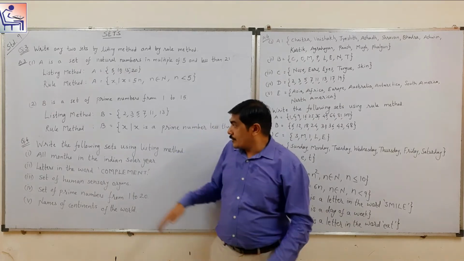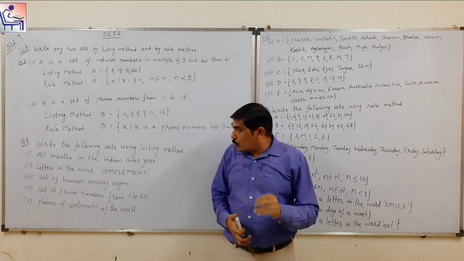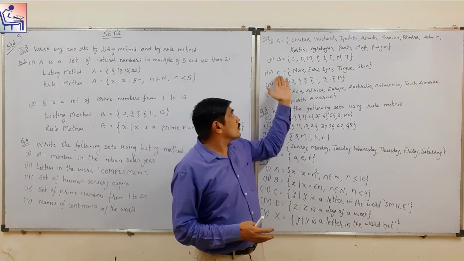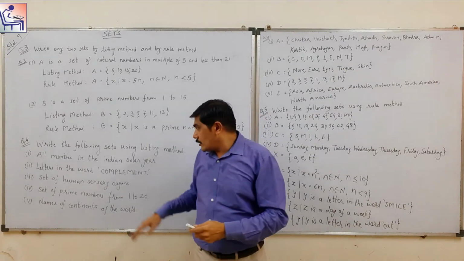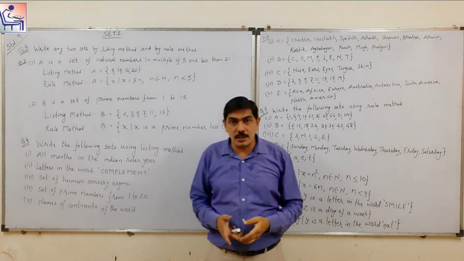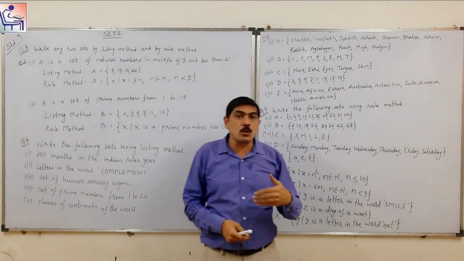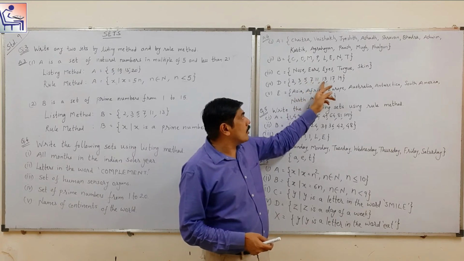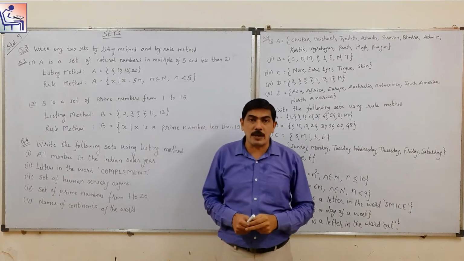Then question number 4, third sub-question: set of human sensory organs. All of you know the human sensory organs. So C is equal to nose, ears, eyes, tongue, skin. Then the fourth one: set of prime numbers from 1 to 20. Just as we wrote 1 to 15 here, we have to write 1 to 20. So here 2, 3, 5, 7, 11, 13, 17, 19. These are the prime numbers from 1 to 20.